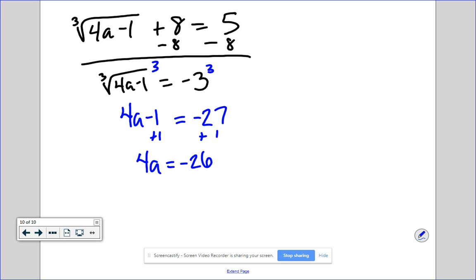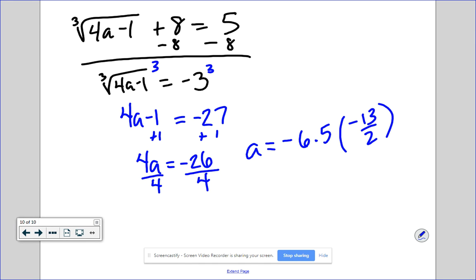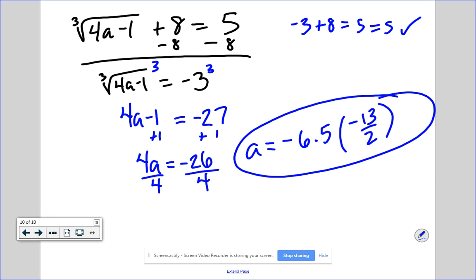Negative 26 divided by 4, negative 6.5, or if you left it as a fraction, negative 13 over 2. If you plug it back in, does it check? So plug it back in, negative 26 minus 1 is negative 27. Third root of negative 27 is negative 3, plus 8 is 5. 5 equals 5, so it does check. So that is the correct solution.